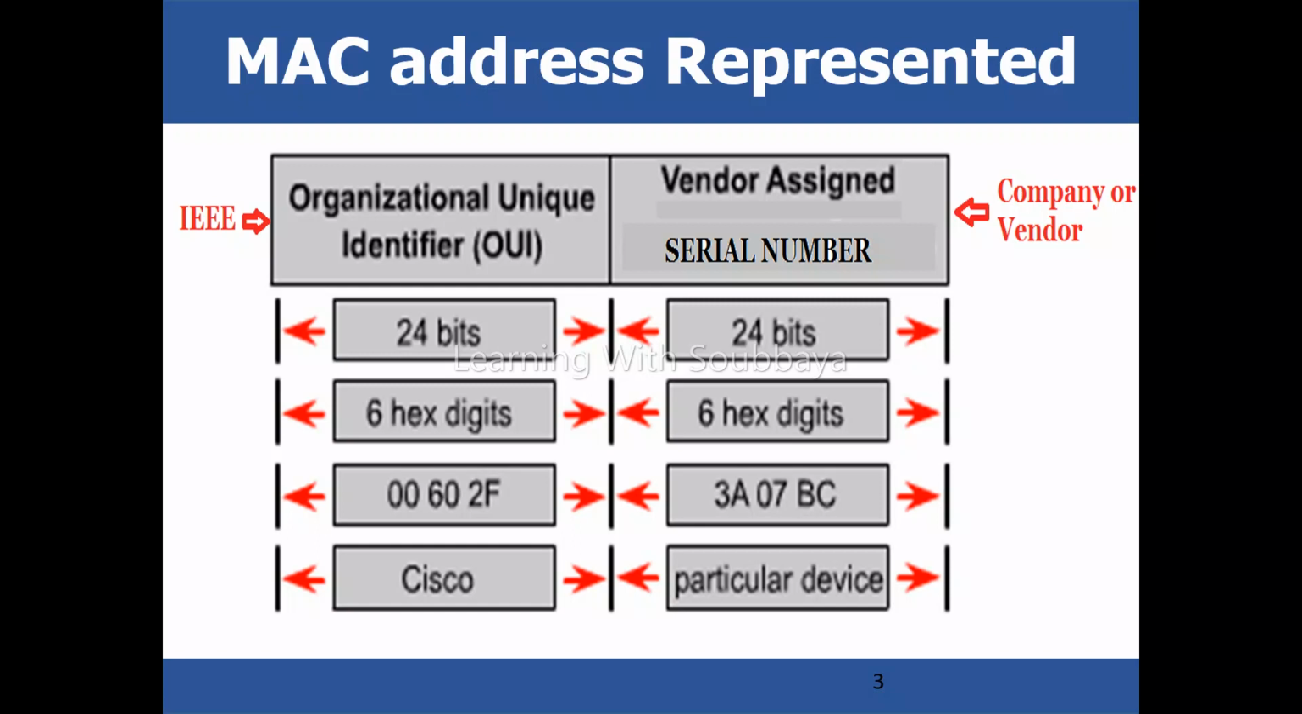Second is called as serial number. Serial number is also called as vendor assigned number. Company can assign their number. Each device they can assign the number.